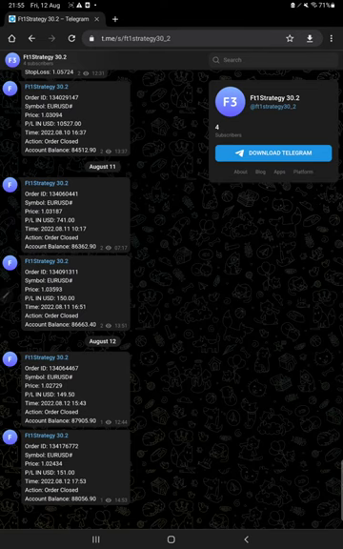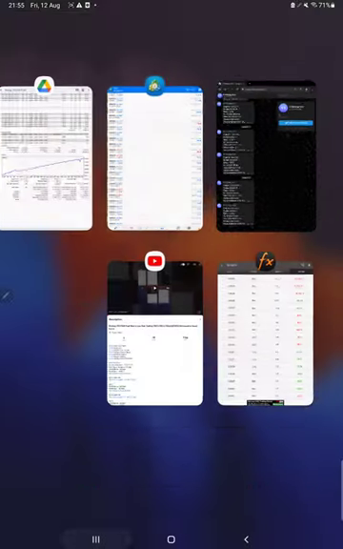After that you can verify the Telegram updates, FT1 strategy 30.2. By following this channel you can check each and every trade with its order ID, and you can verify how much profit and loss we have booked for each trade.